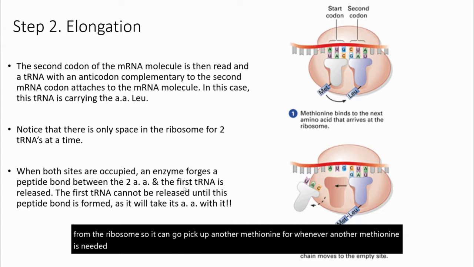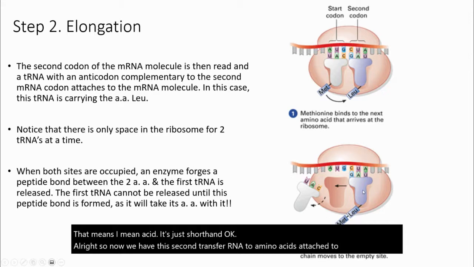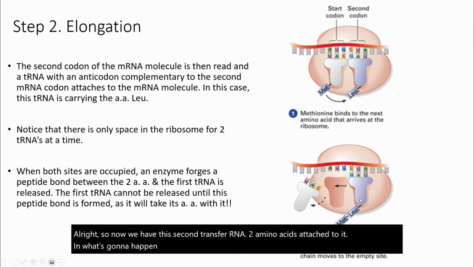Now, when you are looking at these PowerPoints, when you see AA, sometimes I put A period, sometimes I just put AA. That means amino acid. It's just shorthand, okay? All right, so now we have this second transfer RNA with two amino acids attached to it. And what's going to happen is this tRNA needs to get out of the way so that the tRNA carrying the third amino acid can now come into the ribosome.